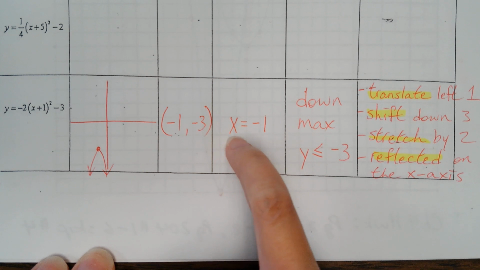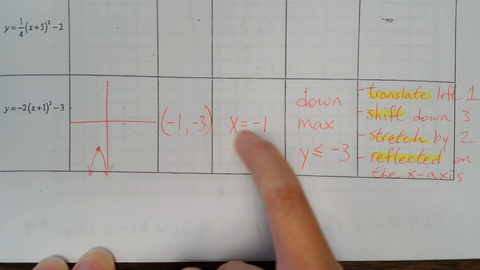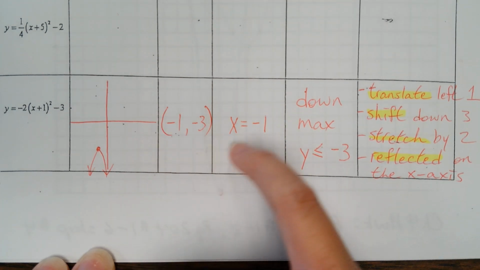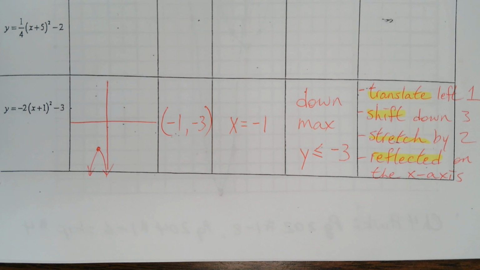Axis of symmetry, make sure you write it as x equals. If you don't write the x equals, it's not an equation. So in this case, axis of symmetry, it's the x value of your vertex.